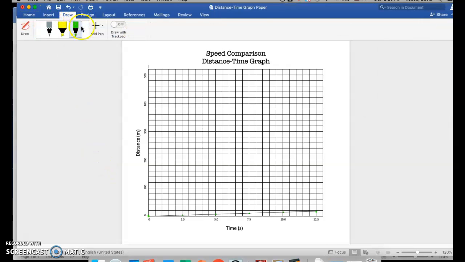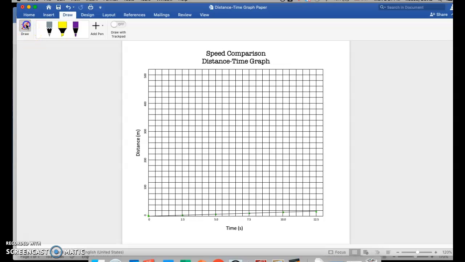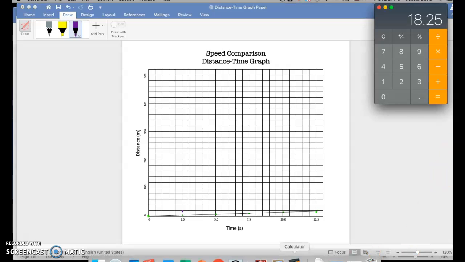So I'll go back to my draw. I'm going to change colors. I'm going to grab purple this time. I'm going to hit draw. Get it to work here. There we go. And I'm going to go over here to where 18.5 would be. That would be just below the 20. And you would draw a dot. So there's my thing. And then I pull up my calculator.